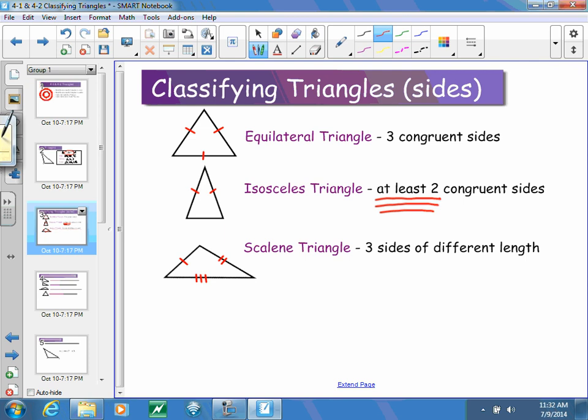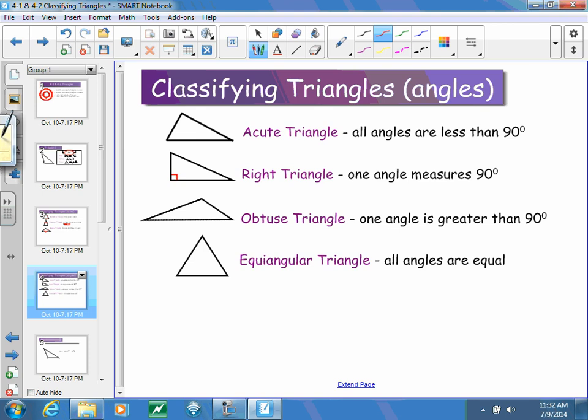And then you should also be able to classify triangles by its angles. And when we talk about angles, we are talking about an acute triangle, a right triangle, an obtuse triangle, and then one that may be new to you is equiangular. An acute triangle is where all angles are less than 90 degrees, which I have up at the top. A right triangle is when you have one angle that measures 90 degrees. And an obtuse triangle is when you have one angle that is greater than 90 degrees. An equiangular triangle is when you have all angles that are equal to each other.